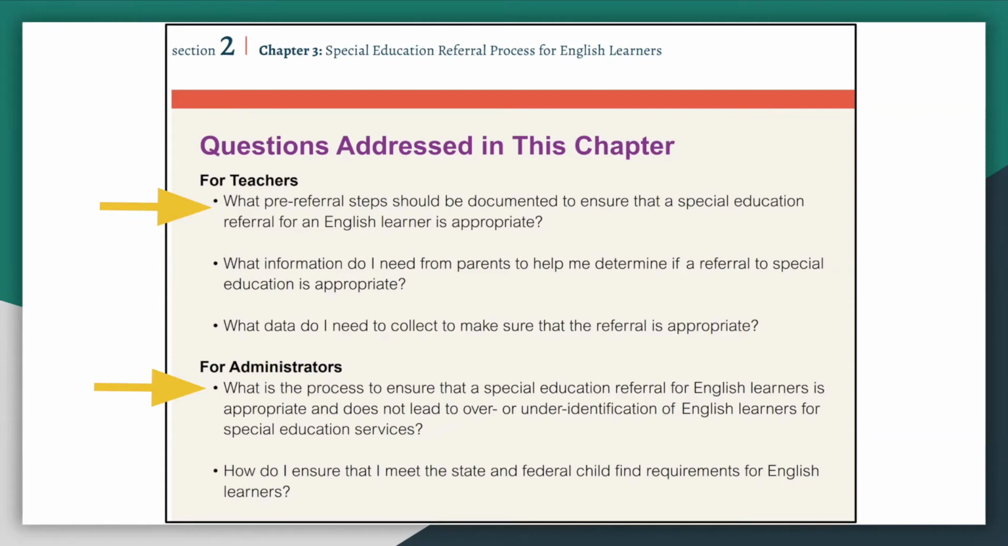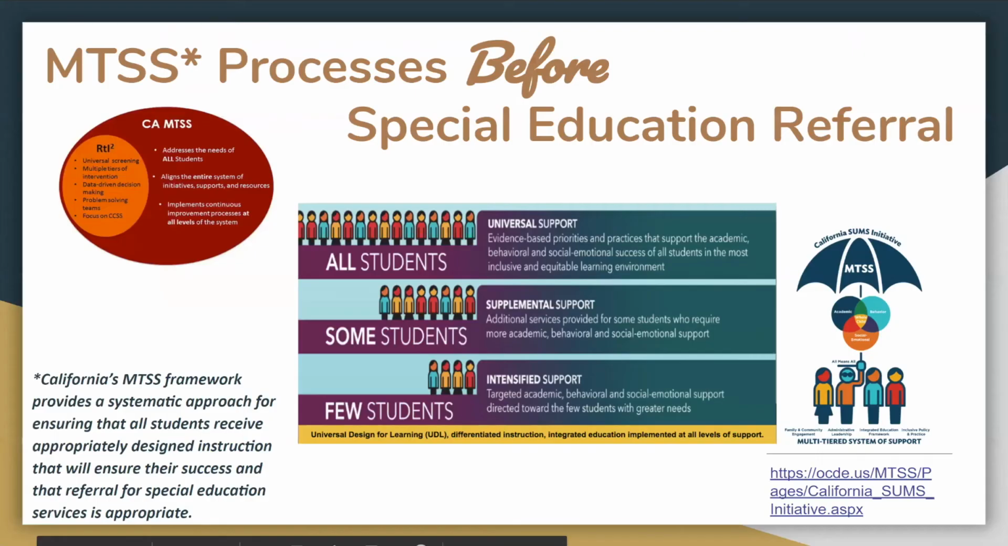In this particular chapter, I will be looking especially at these questions. What pre-referral steps should be documented to ensure that a special education referral for an English learner is appropriate? And what is the process? Again, focusing on what is the process that you're engaging now. And it may be that you're rethinking, when schools reopen, how might I change the process? How might we relook at our process and how we actively engage in conversations surrounding English learners and our referral practices?